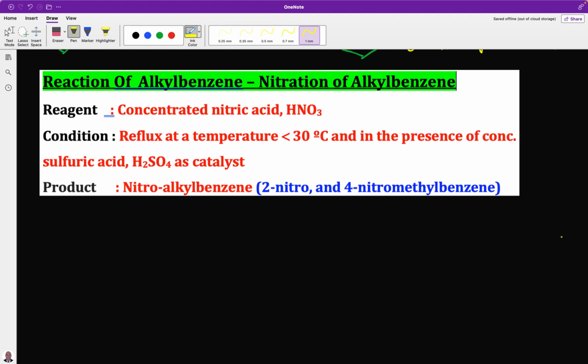So nitric acid and sulfuric acid mixed at this temperature and reflux, we will have a nitronium ion, and this nitronium ion will be substituted. The nitronium ion will be substituted again at the second and at the fourth position, since we said the methyl group is 2,4 directing.